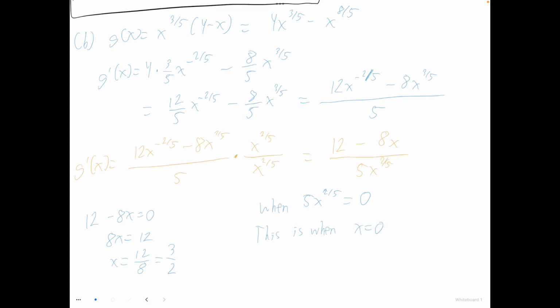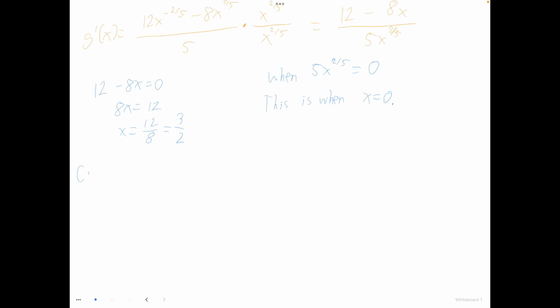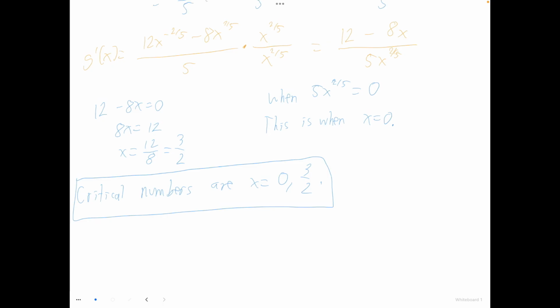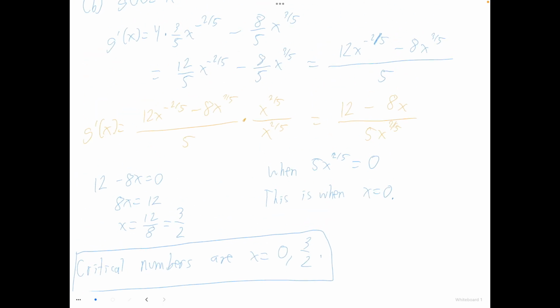And so that's the only place 5x to the 2/5 equals 0. And so x equals 0 is a place where the derivative does not exist. But the original function did exist at 0. Remember, it existed everywhere. And so this is also a critical point. And so our critical points, in this case, critical points or critical numbers, are x equals 0 and 3/2. And so if the function is defined somewhere, it could be a critical number. And we saw here that it was defined at 0, but the derivative was not, so that gave us our critical number there.